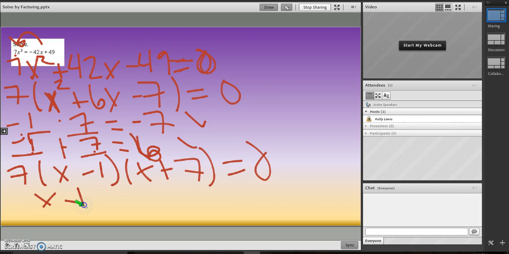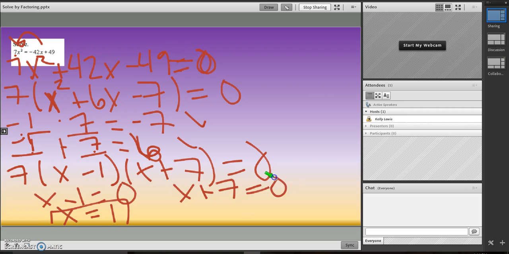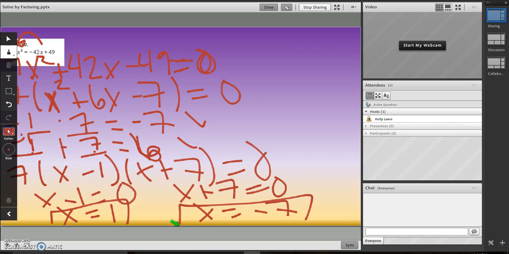Okay, so I'm going to do x minus 1 equals 0, add 1 to both sides, and then x plus 7 equals 0. Okay, that 7's being added, so we're going to subtract. Okay, so that's solving by factoring. Once we get our factors, and the factors are the things in parentheses, you just set it equal to 0 and solve. That's the only extra step we're doing now.